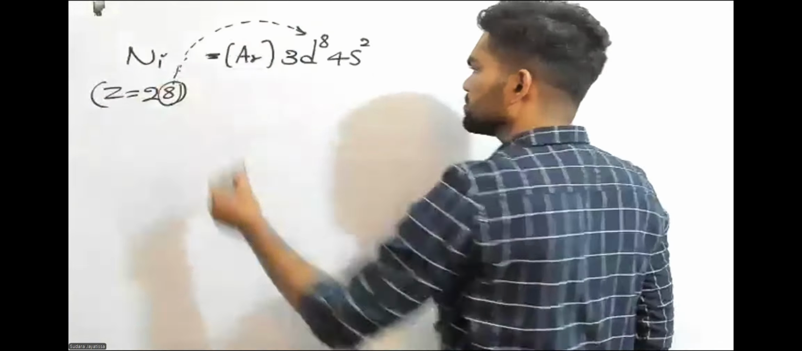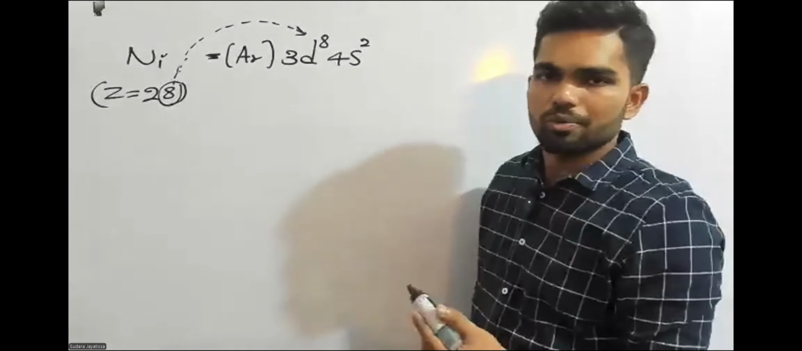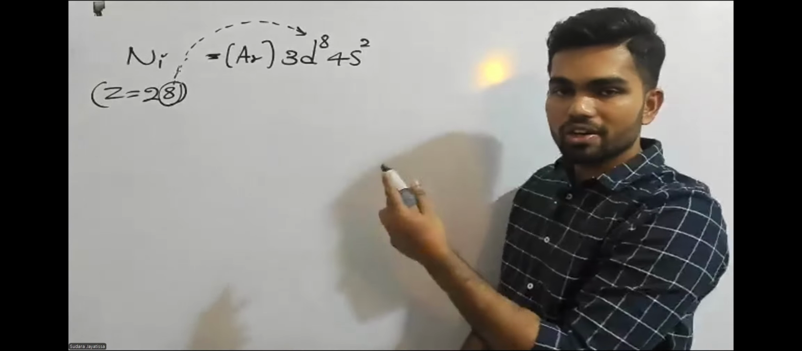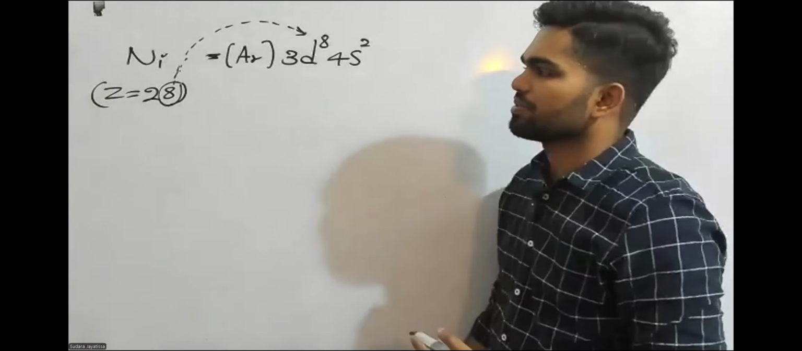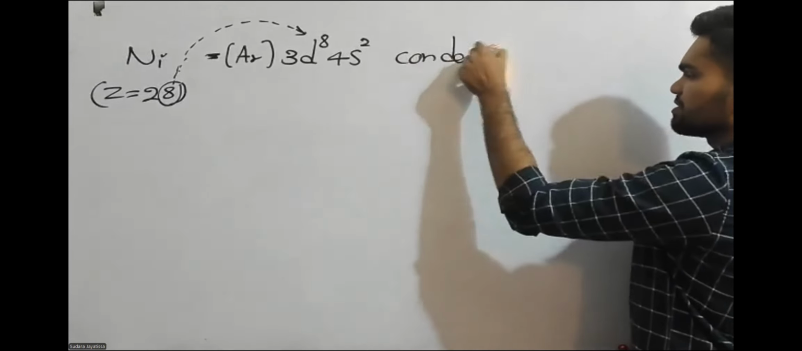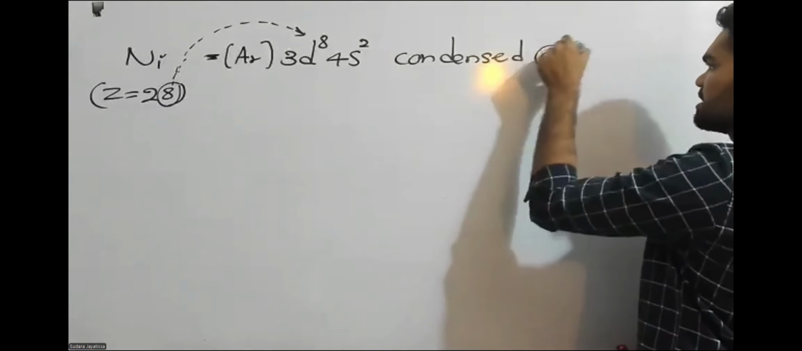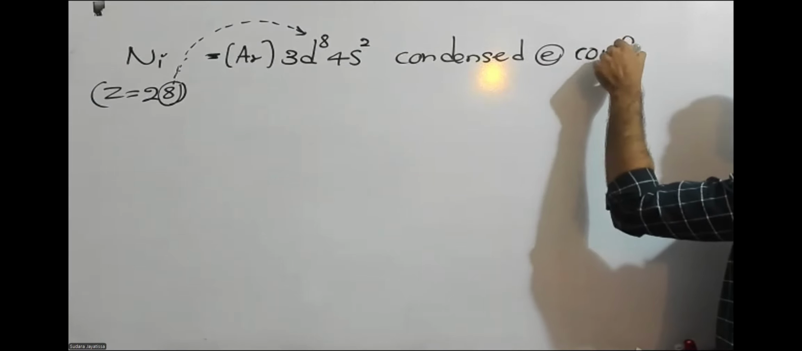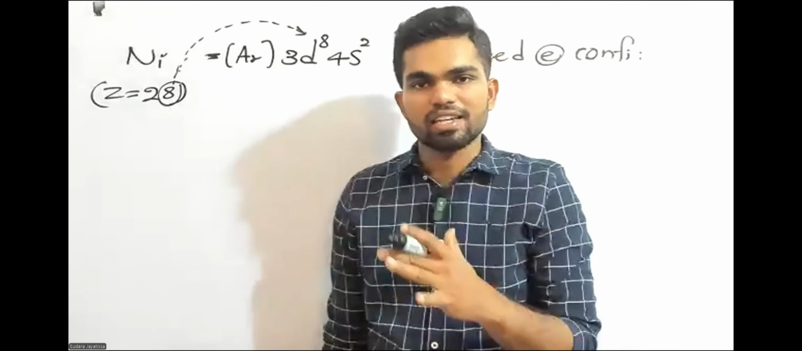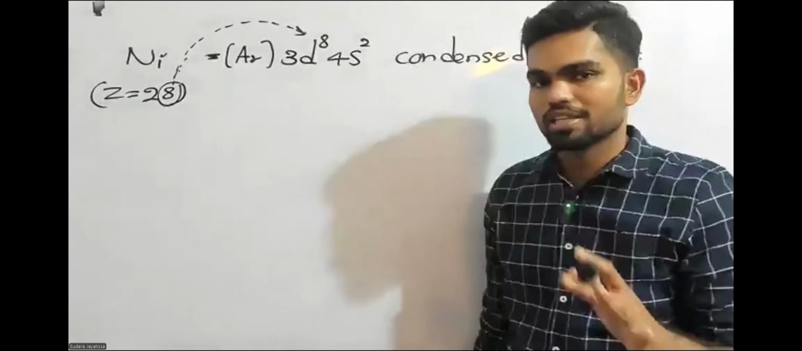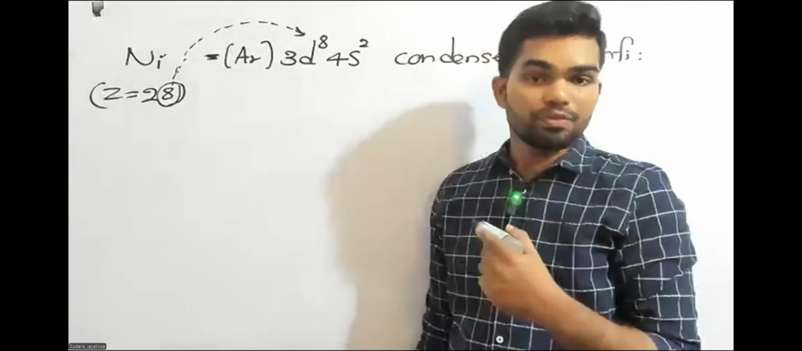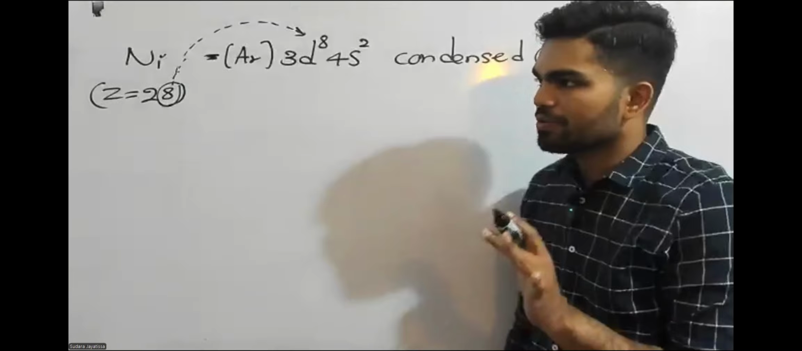Only for two elements this won't happen, chromium and copper, because they show Aufbau deviations. For the other 8 elements of the d block, you can write the configuration this way. But this is the condensed electronic configuration. If they ask for the electronic configuration in an essay or structured essay paper, don't write this one. You have to give the full one, starting all the way from 1s.